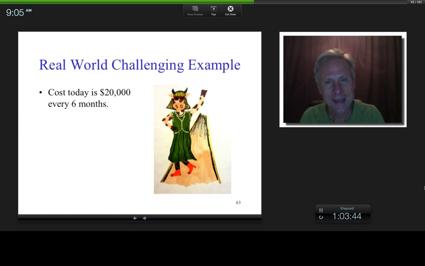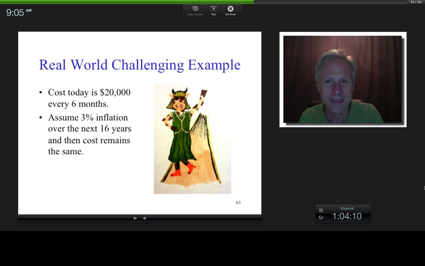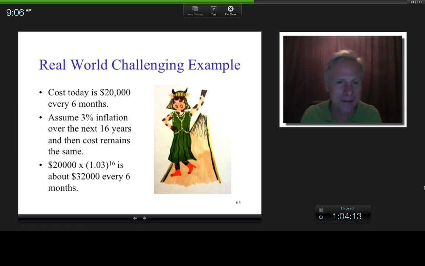Okay. And so what kind of inflation rate do you want to assume? Well, all right, so Jane says, let's assume 3%, okay? And then just to keep things simple, let's say that the cost is frozen, okay? So once we've calculated what the equivalent is at 3% inflation, let's just say that's the cost of college moving forward, okay? And again, this is back of the envelope, not exact, but 20,000 times 1.03 to the 16. So that's 3% inflation applied over the next 16 years. That comes to about 32,000.